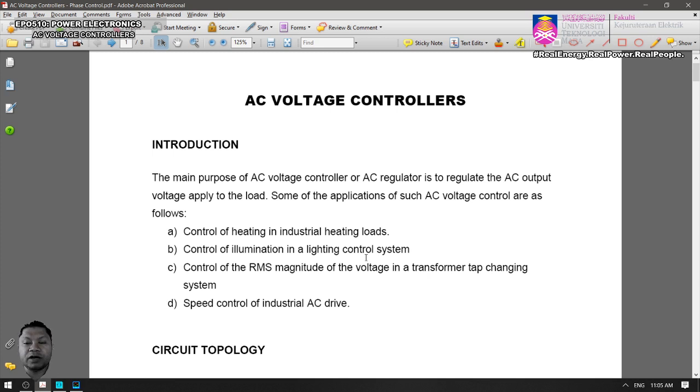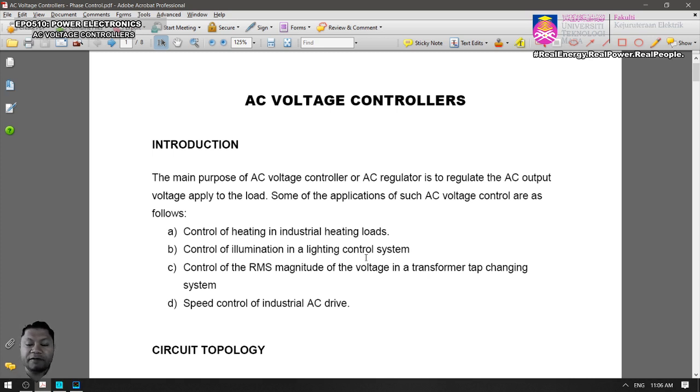Okay, so some of the applications of such AC voltage control are as follows. Number one, control of heating in industrial heating load. Number two, control of illumination in lighting control systems. When you have a lighting system, you want to dim it, to tone down the light, so you can control the illumination. And then control of the RMS magnitude of voltage in a transformer tap changing system.